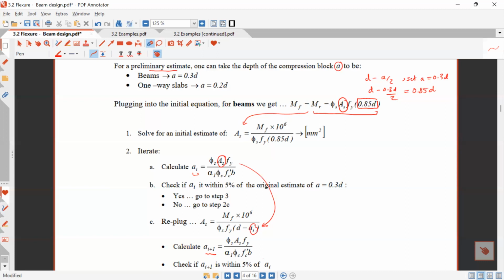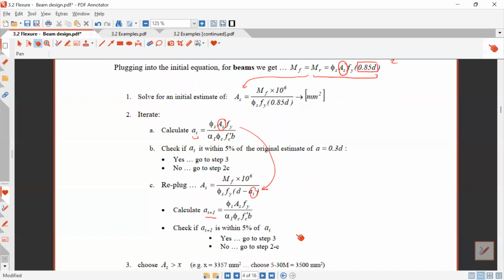And then I go through the whole thing again. I calculate A. I see, is it within 5%, 5-10%? If it is, I stop. If not, I just keep going like this in an iterative way. Usually 2 iterations, 3 iterations is going to be enough. And I'm going to end up with the AS that I need. Once I know the AS I need, the rest of the procedure is exactly the same.